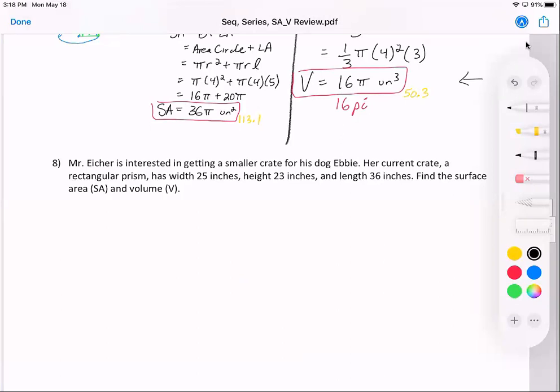But we have a crate. So let's see if we can draw a crate here. We have the width is 25, the height is 23. So this is kind of where the door is for her crate.